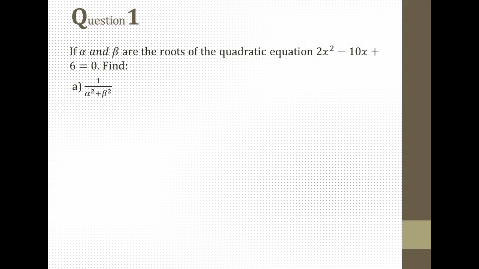Question 1 brought to you by Skipper Class. And the question reads like this. If alpha and beta are the roots of the quadratic equation 2x squared minus 10x plus 6 equals 0, find (a) 1 over alpha squared plus beta squared, (b) obtain an equation whose roots are alpha squared and beta squared.